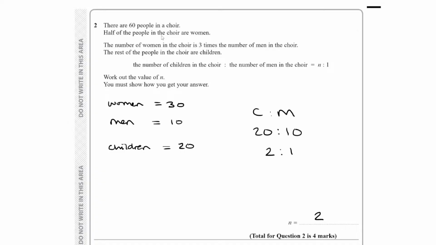How do I get 30? So do you see how it says here, there are 60 people in total, half of the people are women. So half of 60 is, that's where I got the 30 from. Just from that second sentence there. And then I just pieced it together as we went through, basically.